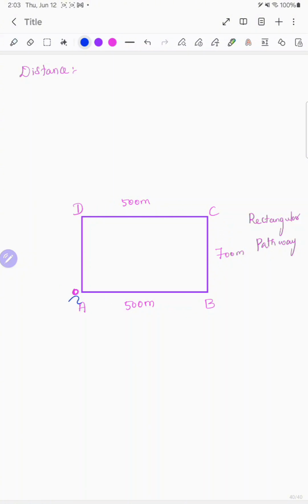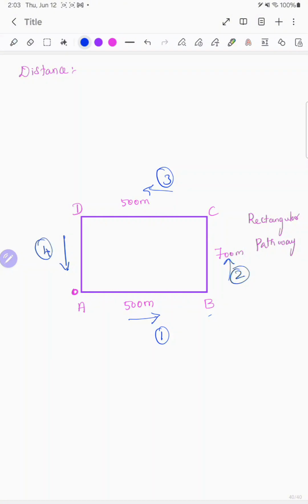Starting from the point A, we have to travel from A to B and then to C and to D, right? So first one from A to B, then from B to C, and then C to D, and then D to A. So 1, 2, third path, and this is your fourth path. You are again coming back to the position A, right? So what is your distance traveled?